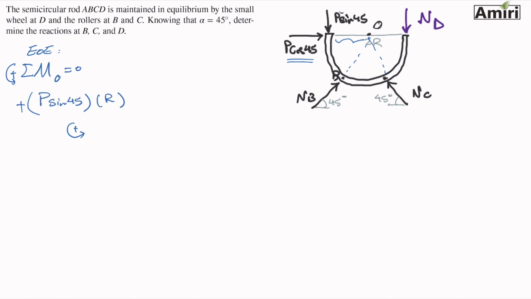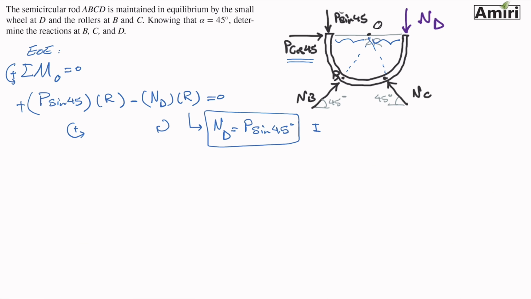NB and NC go through point O. Next, I have N sub D. Moment arm is R. It's trying to rotate this way against my sign. That is negative. So my equation 1, again, remember, my goal was to find everything in terms of P. So in this equation, it results in ND equals P sine 45 degrees. All right, I'm going to name this one equation 1.